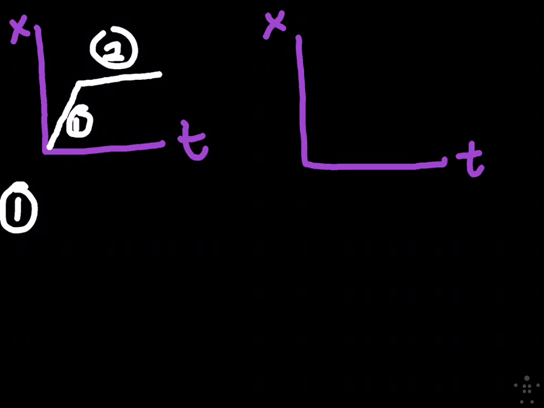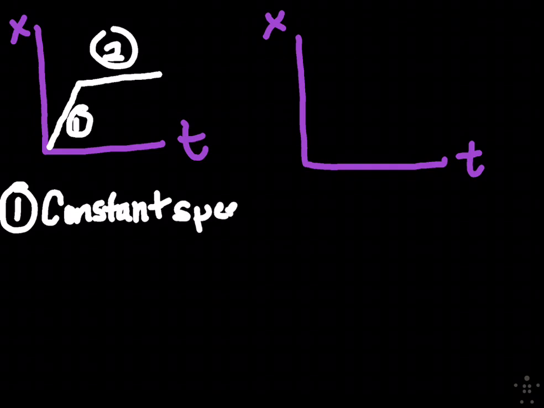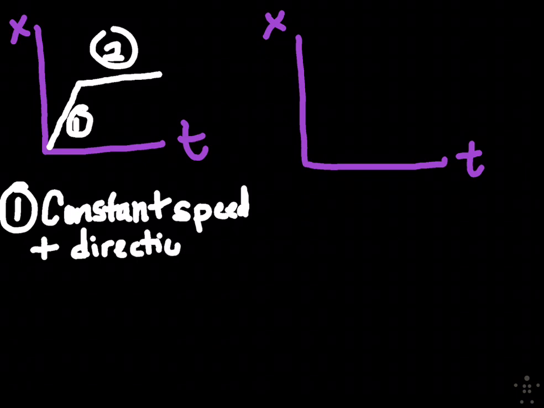First of all, you want to ask yourself, is section 1 constant speed? Yes, it is, because it's a straight line. So we can say that about section 1. At that time, the object is going at a constant speed and in the positive direction because it's moving away from the 0 point.